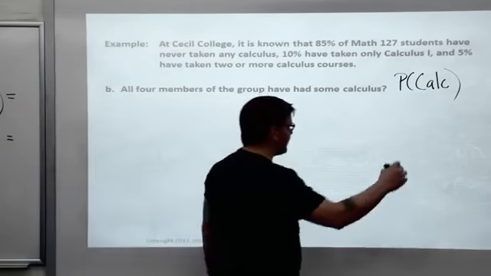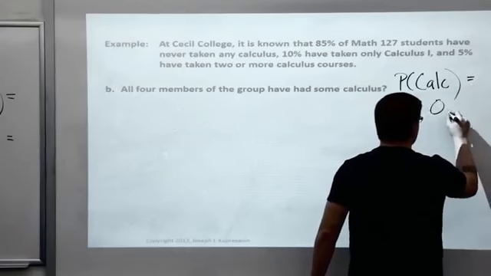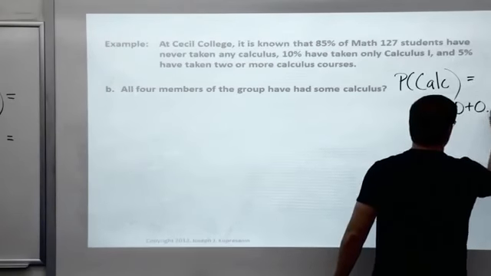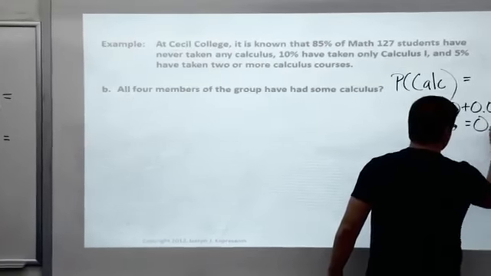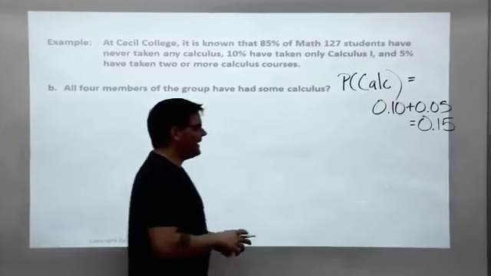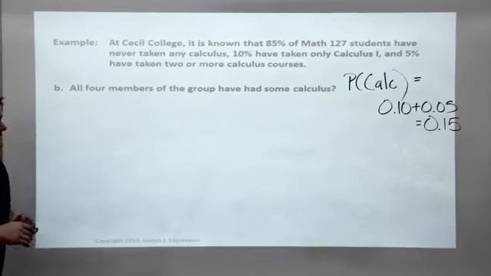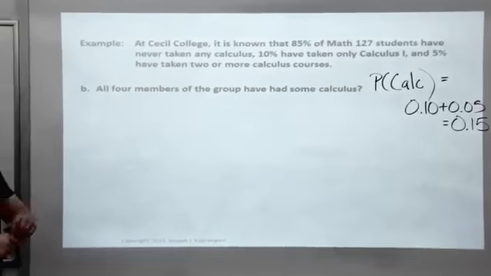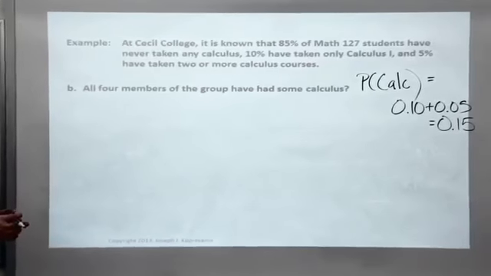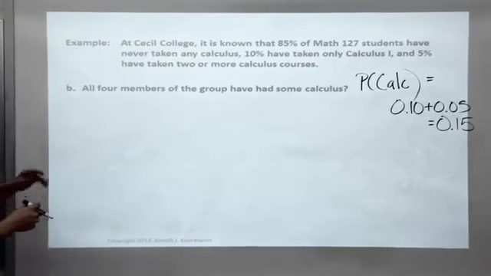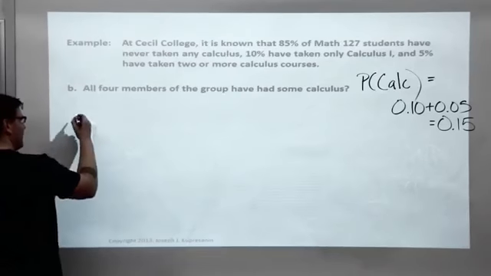So probability that you've had calc is 0.10 plus 0.05, which is 0.15, right? 85% have not had calc, so it must be 15% have had it. Those are complements. All four members of the group have had some calc.